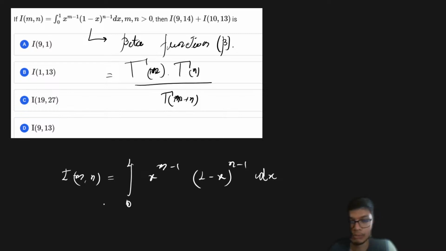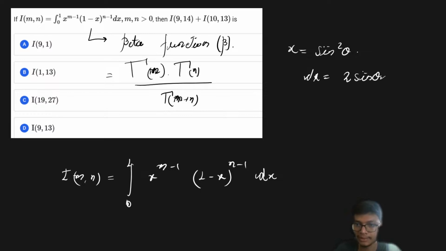Now interestingly, if you apply the King's property over here, that is the property that I was discussing about. But before we apply the King's property, another very interesting thing is that sine square theta and cos square theta are related by just 1, because sine square theta plus cos square theta is equal to 1. So I'm going to put x as sine square theta, and then dx is going to be equal to 2 times sine theta cos theta d theta, right?